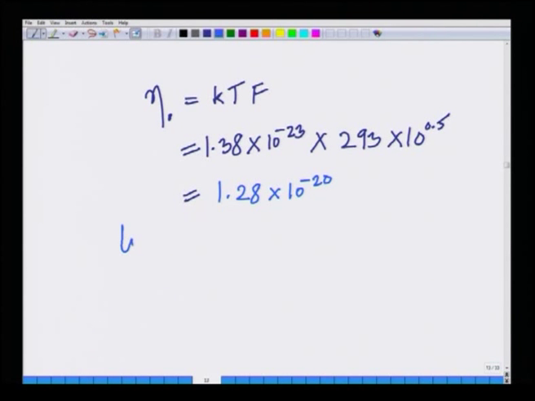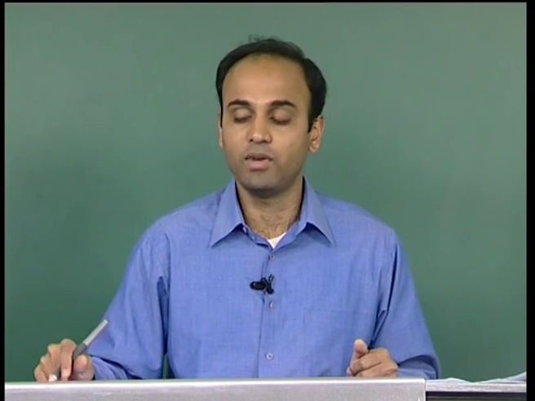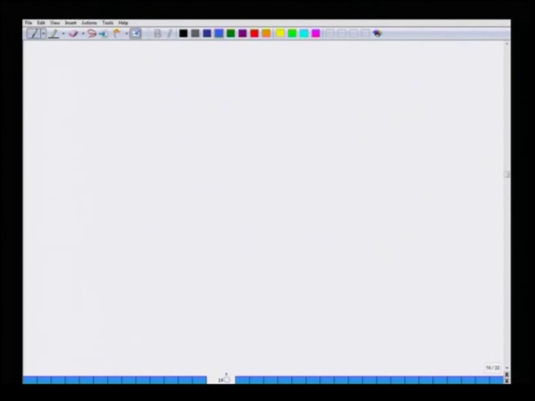Hence, 10 log 10 eta naught is nothing but the noise power spectral density in dB, which is minus 199 dB watts per hertz. Remember, this is a power spectral density, so this has to be in watts per hertz. Further, we are taking the dB, so this is in dB watts per hertz, that is minus 199 dB watts per hertz.